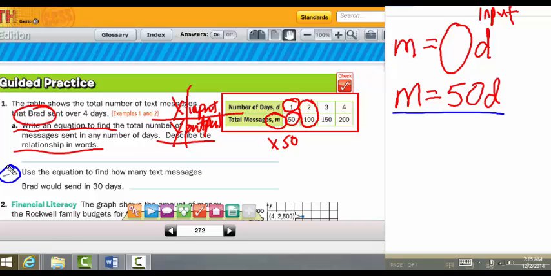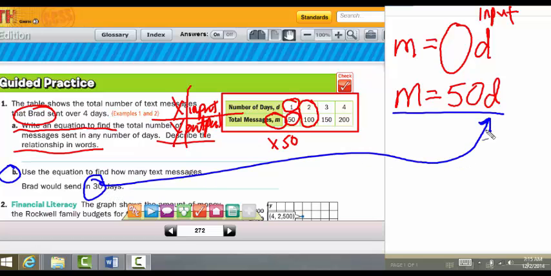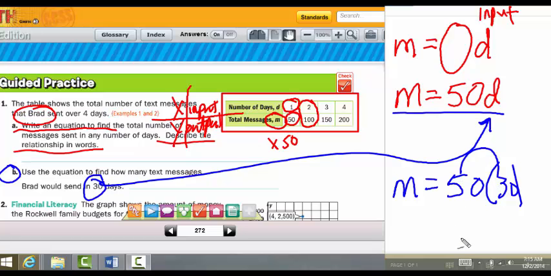And let's take a look at B. It says use our equation to find how many text messages Brad would send in 30 days. So 30 days becomes our input. So we have the messages equals 50 times 30 days. Well, we can multiply 5 times 3 is 15 and add our 2 zeros, and we will have Brad sent 1,500 messages in 30 days.